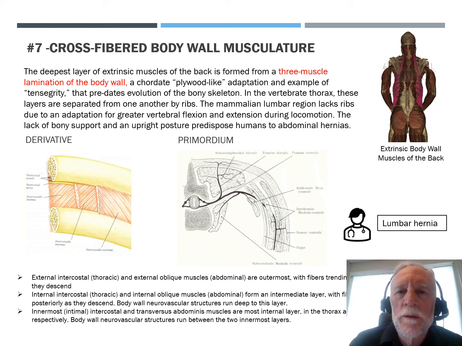Our third precept covers the body wall muscles, also extrinsic to the back. 3 embryological layers of body wall muscle, which have a plywood crossed fiber orientation, strengthen the body wall. In the thorax, the ribs secondarily grow in to separate these layers to form the intercostal muscles. Mammals then lose their lumbar ribs, bequeathing to us upright humans a propensity to herniation of structures in the abdomen through the body wall. Most hernias occur on the anterior abdominal wall, but lumbar hernias on the back do occur.